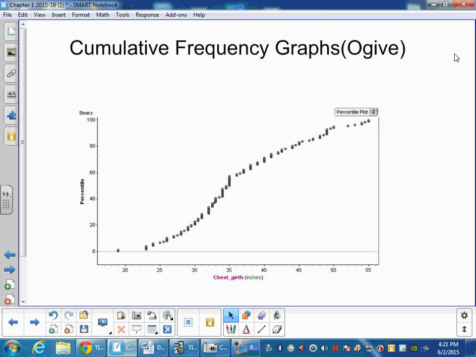Now there's another graph called a cumulative frequency graph, or other times it's called the ogive, and it looks something like this. It tells us the percentile at each particular point along here. So here's chest girth again, I think from bears. And so if you want to see the 40th percentile, you go from 40th and go straight down. And you'll see about 32 inches is the 40th percentile for bear chest girth.